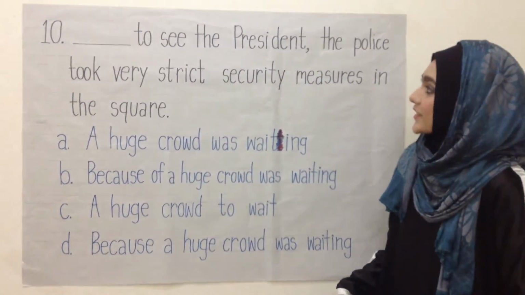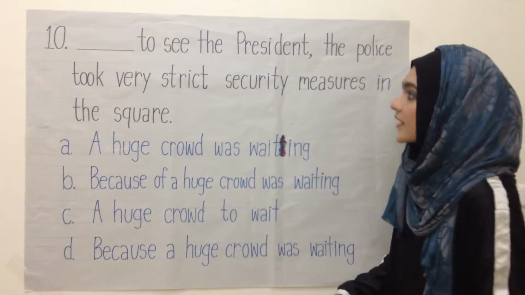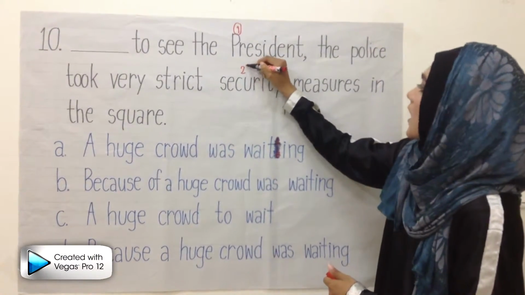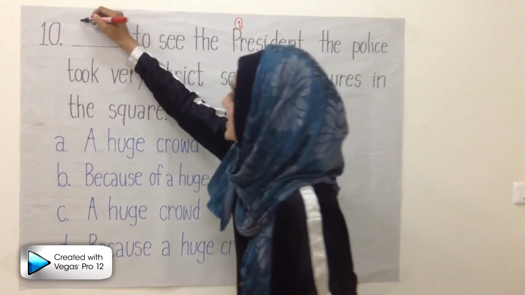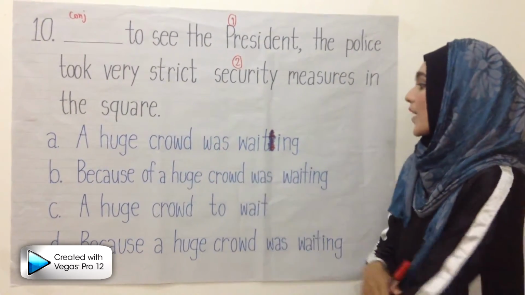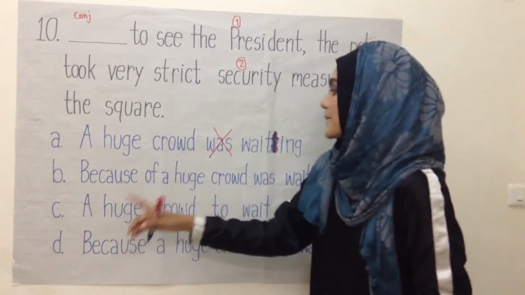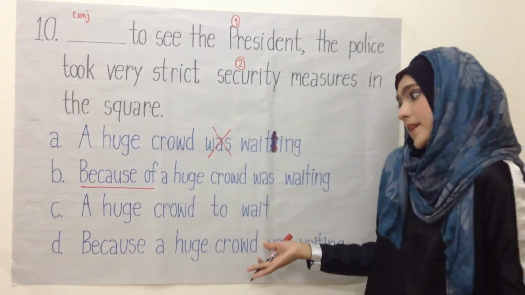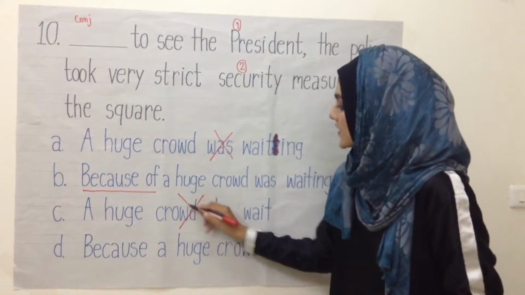For 10, blank, to see the president, the police took very strict security measures in the square. In this sentence we have one clause and then a second clause, two clauses without a conjunction, so we need to find a conjunction. For A, a huge crowd was waiting. There is no conjunction. A is not the answer. And B, because of a huge crowd was waiting. Because of may be a conjunction. And C, a huge crowd to wait. There is no conjunction, so we scratch it out.